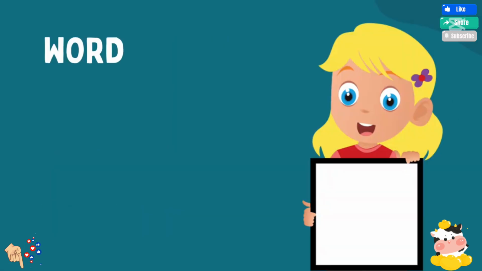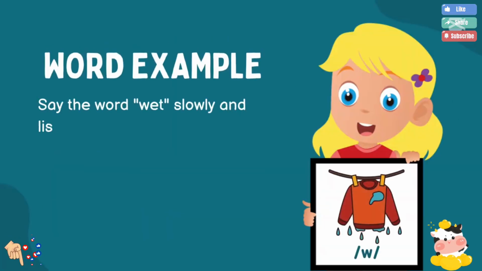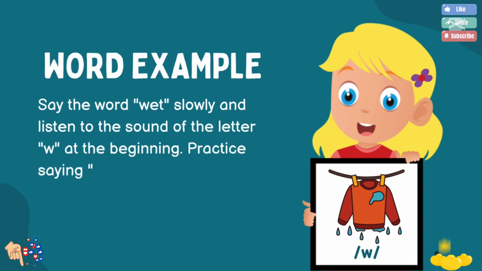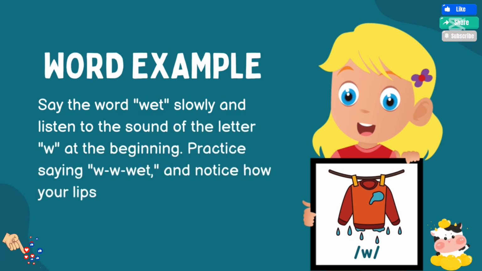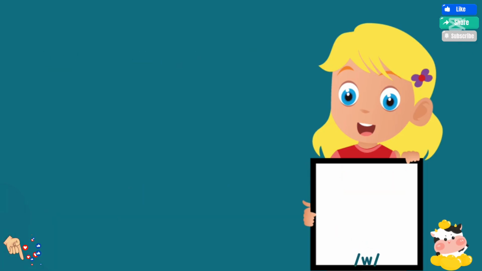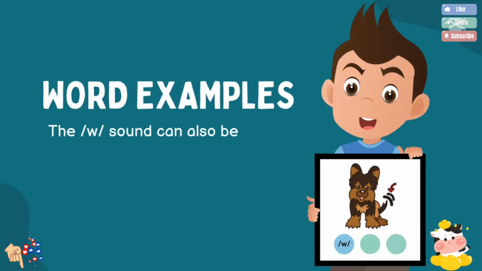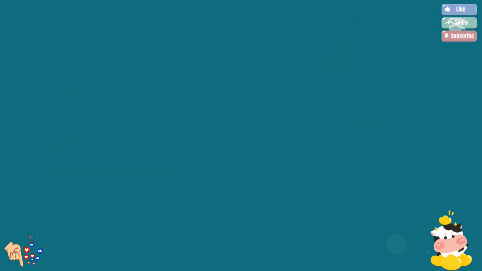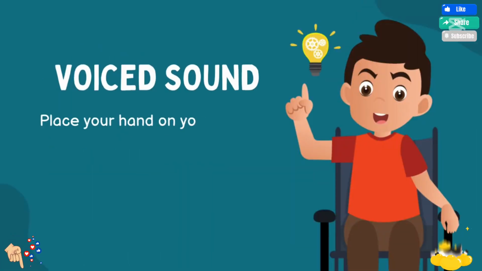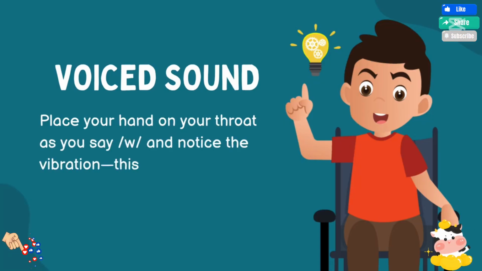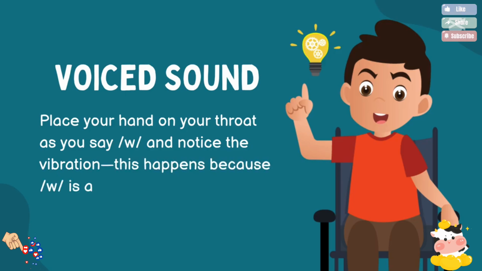W. Word example. Say the word wet slowly and listen to the sound of the letter W at the beginning. Practice saying W, wet, and notice how your lips feel when you make that sound. The sound can also be heard at the beginning of words like web, wag, and wish. Voice sound. Place your hand on your throat as you say W and notice the vibration. This happens because W is a voice sound.